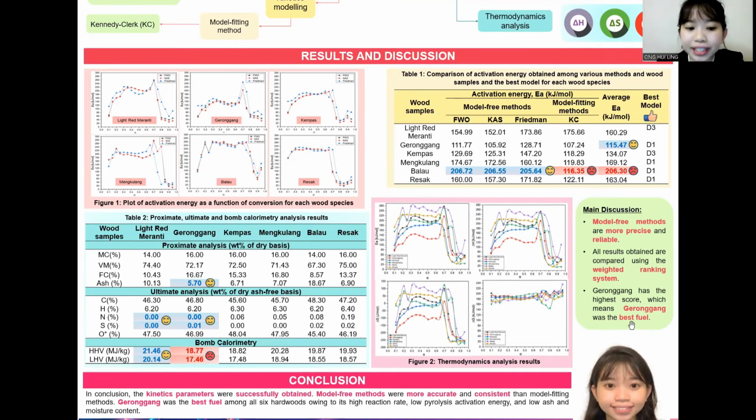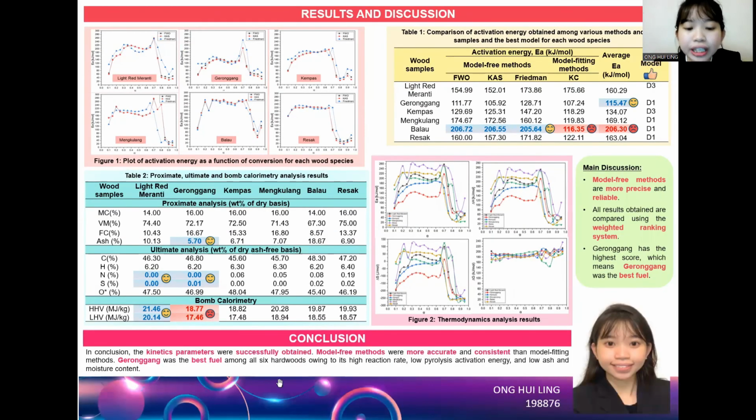We can relate the result to the wood category, where light hardwood was better field than middle and heavy hardwood. Light hardwood usually has a higher reaction rate and lower pyrolysis activation energy, as less energy is needed to burn the light wood. In conclusion, the kinetic parameter was successfully obtained. Model-free method were more accurate and consistent than model-fitting method. Kelongkang was the best field among all 6 hardwood, owing to its high reaction rate, low pyrolysis activation energy, and low ash and moisture content.